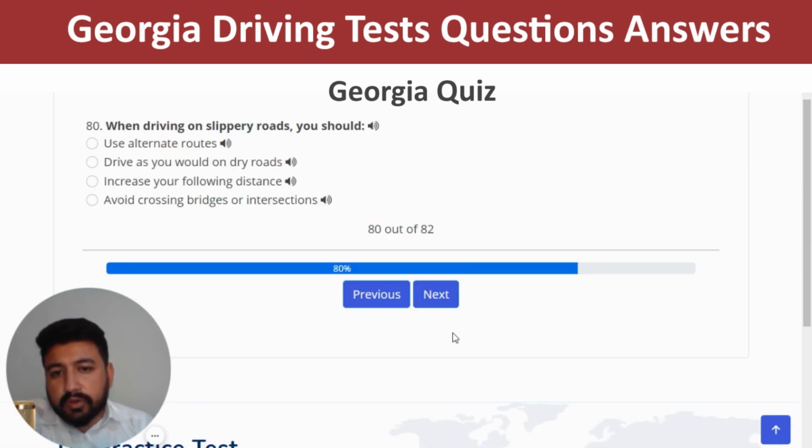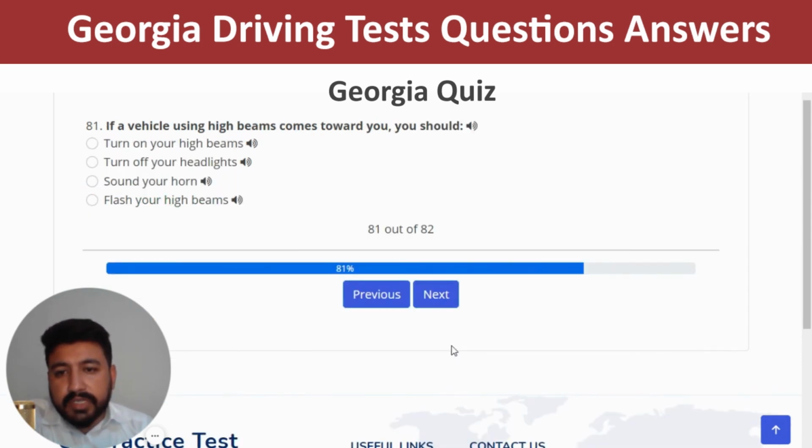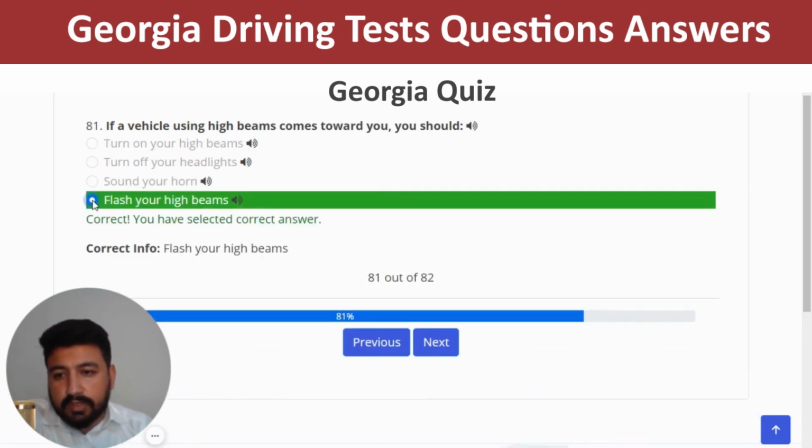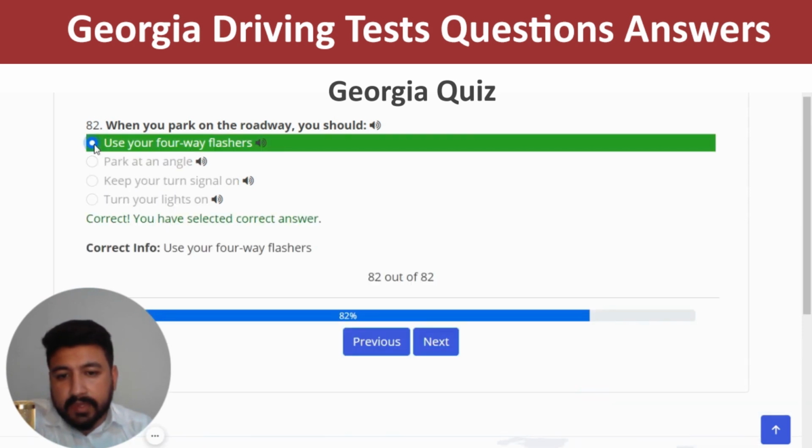Next. When driving on a slippery road, you should increase your following distance. So I'm going to click on the third option, right? And next, if a vehicle using high beam comes toward you, you should... the right answer is flash your high beam. So fourth one, right? Next, the last question: when you park on the roadway, you should... the right answer is use your four-way flasher. So I'm going to click on the first option. Yeah, this is the correct one. And this is also the end of all quizzes of California State.